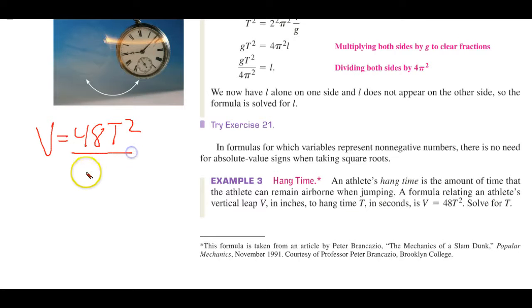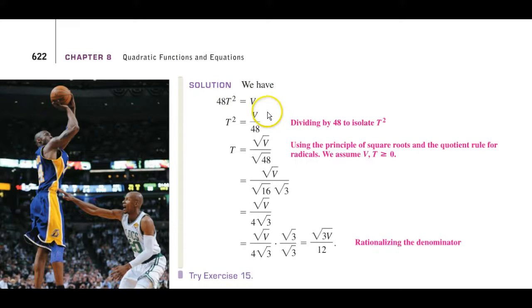Well, the first thing I would do is divide both sides by 48. These would cancel out, and I would get t squared equals v over 48. In fact, I think you already know how to do this one. You're just going to take the square root now of both sides. They have this on the next page here. Divide both sides by 48, and then take the square root of both sides.